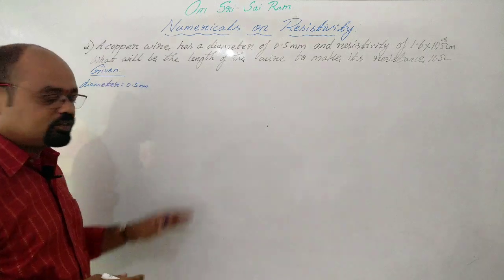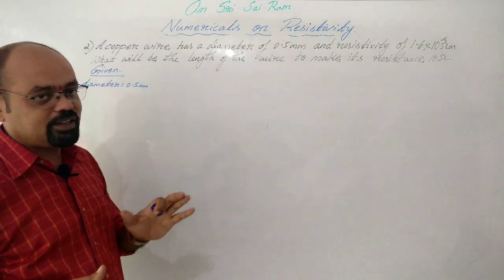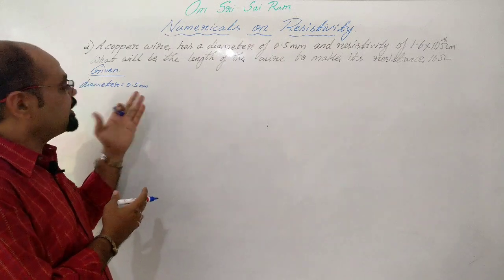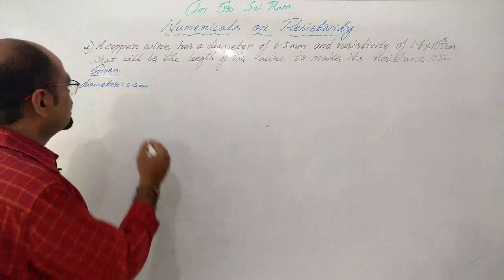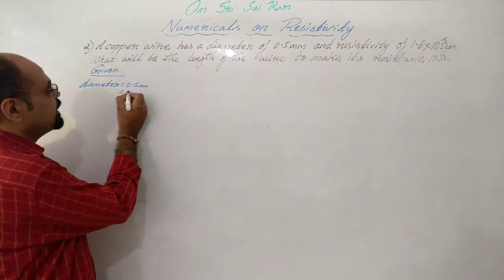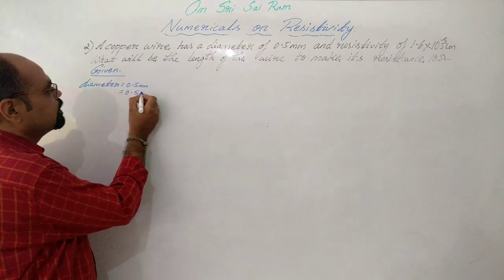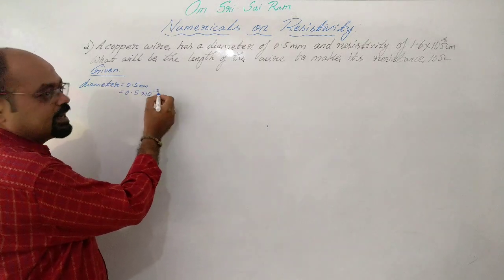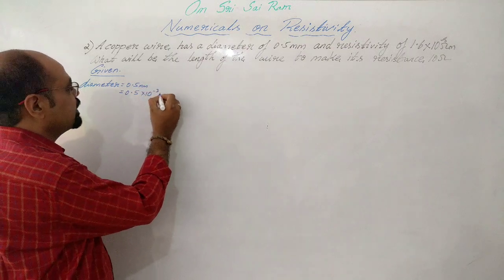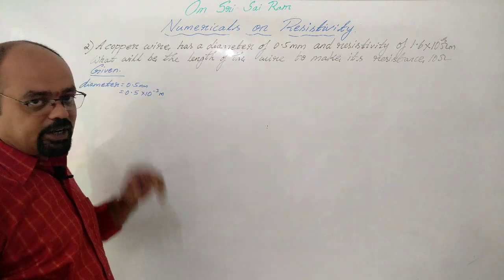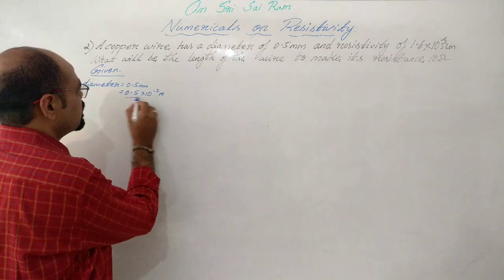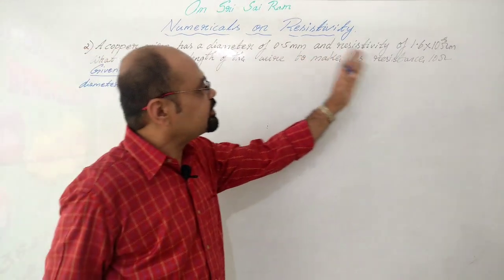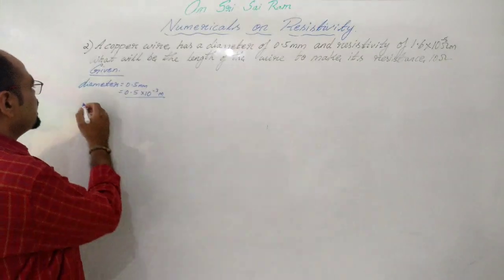Now, millimeter is not the SI unit of diameter; it should be meters. Let's convert this. We can write it as 0.5 × 10^-3 meters, because milli means 10^-3. That is how we can write it, so now it is converted into the respective SI unit. Next, the resistivity, let's write here.